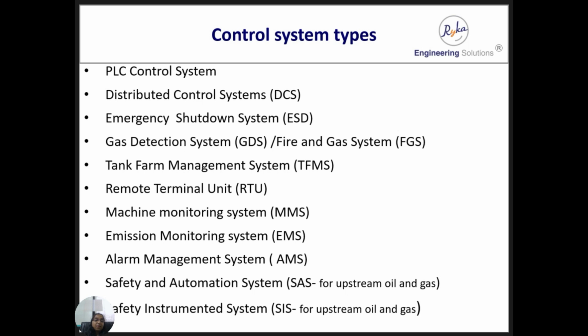So safety automation system is SAS for upstream oil and gas. There are many types of systems there, but only a couple of systems are mentioned here as basic. Safety instrumented system is the same as the emergency shutdown system for upstream, but it has more complexity and more detailing. Inside it, the process shutdown system and emergency shutdown system are separate under SIS.